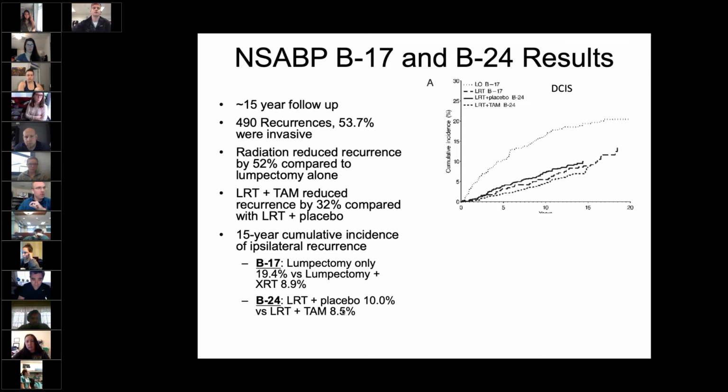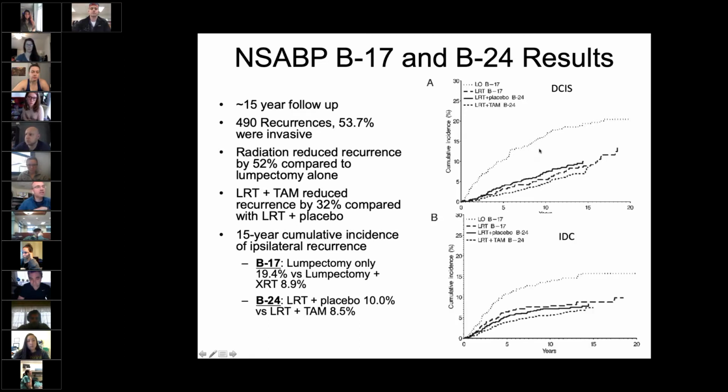So these are the long-term curves. This top line is women who got lumpectomy alone. Obviously that rate of recurrence is very high, but again, this is 15, 20 years. So if you're only going to live 5 years, then it's probably not a big deal. If you're going to live 20 years because you're only 50, then it's a big deal that you get all these therapies. This is DCIS and this is invasive.